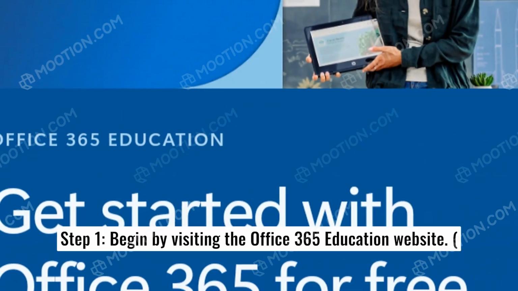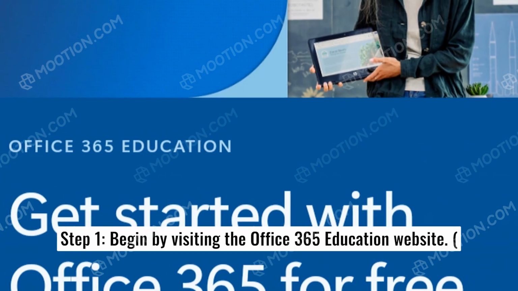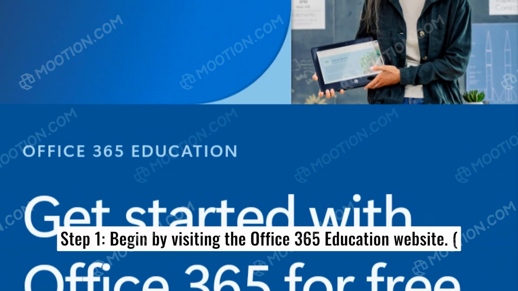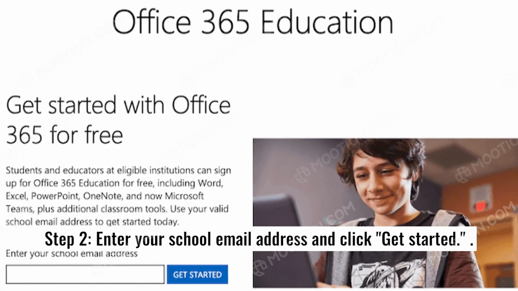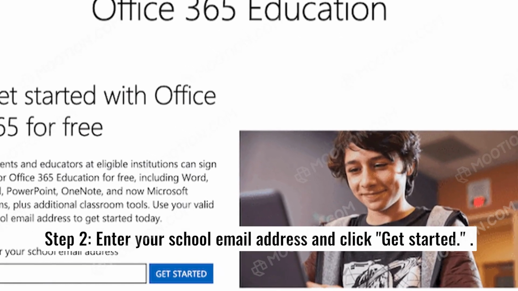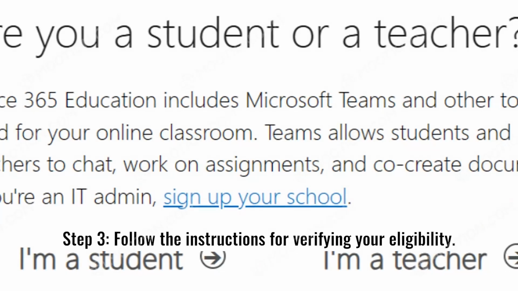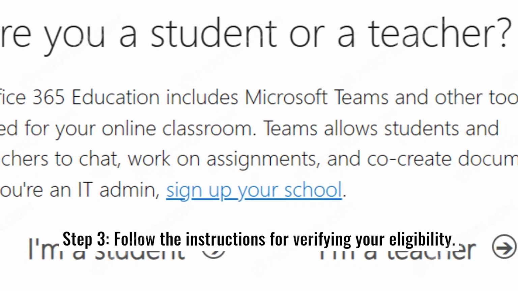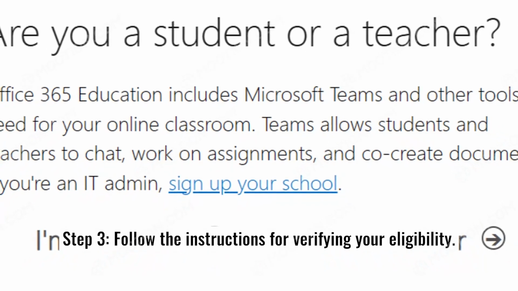Step 1. Begin by visiting the Office 365 Education website. Check the description box for the link. Step 2. Enter your school email address and click Get Started. Step 3. Follow the instructions for verifying your eligibility.